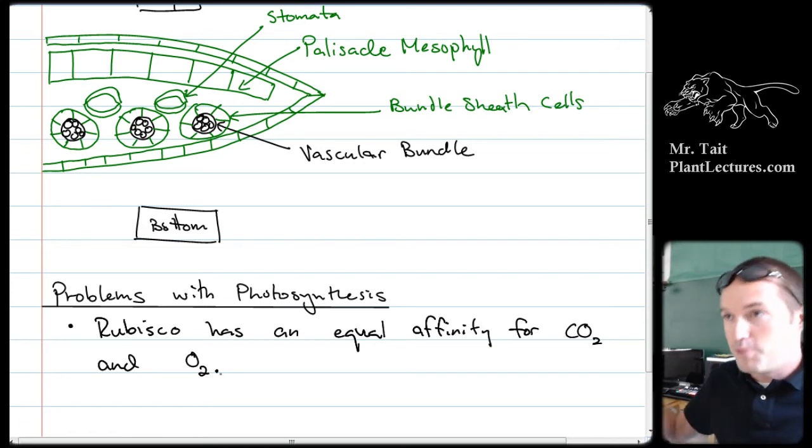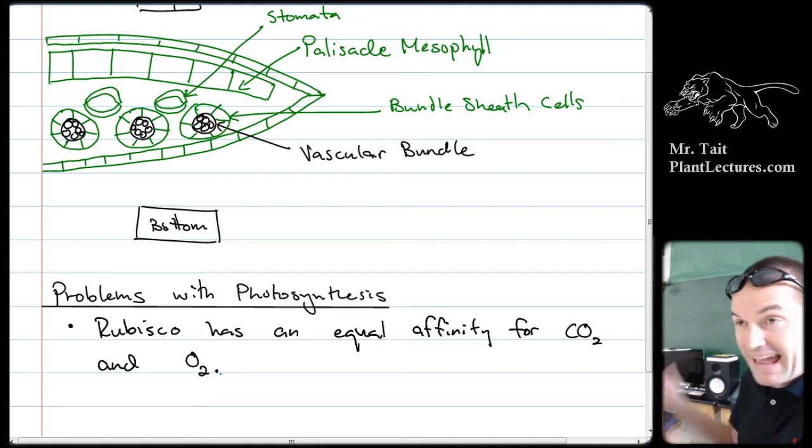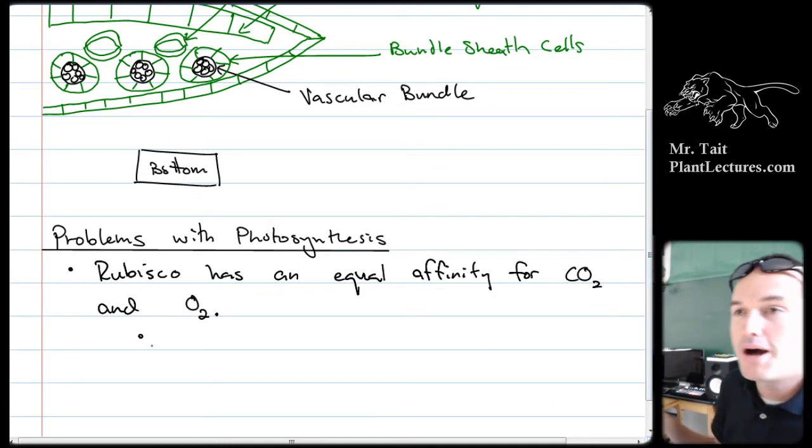So we can look at this objectively and say, wow, really good job, evolution. You really messed this up. Why didn't you evolve something better than this? If rubisco is one of the most common enzymes on the planet, why is it so crappy? That's the question, right? And the answer is that when rubisco evolved, there was no oxygen.